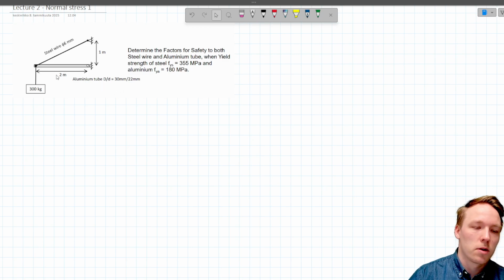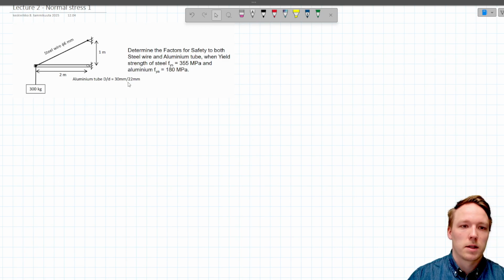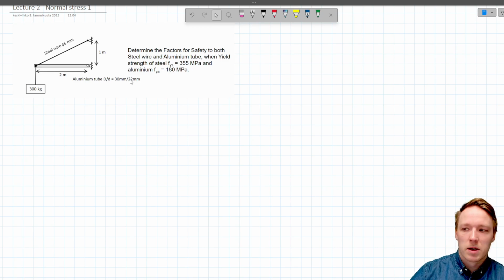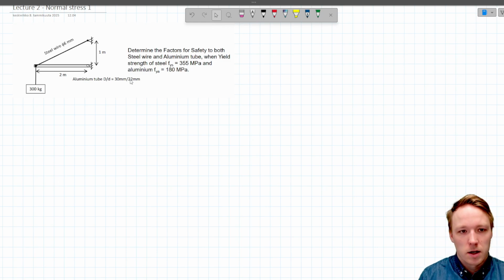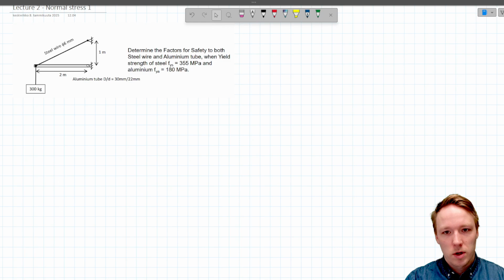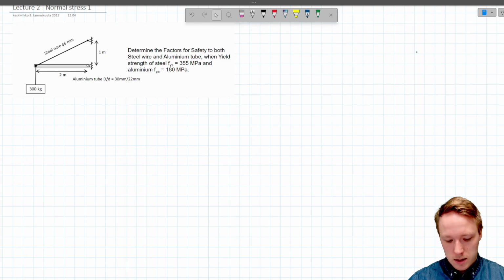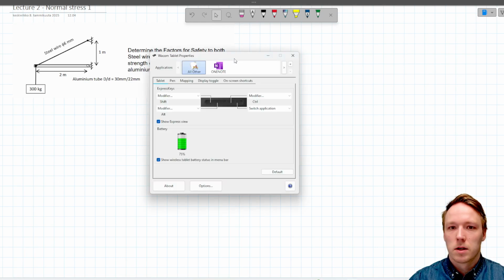The outer diameter of the tube is 30 millimeters and the hole in the center of the tube is 22 millimeters. So firstly, I usually like to have the formulas which we are going to be using in the exercise. So I typically like to write down the basic formulas there.